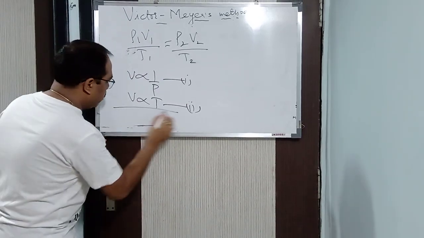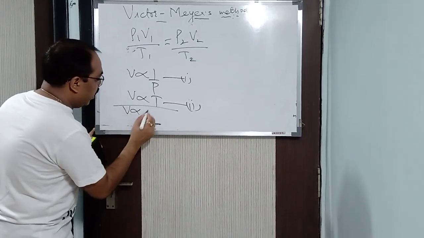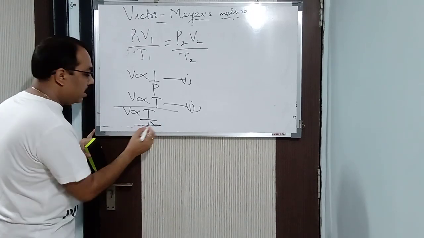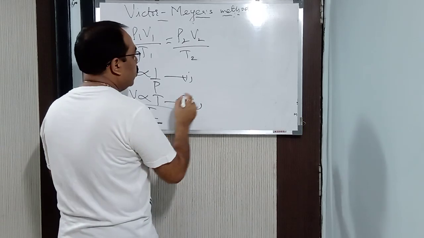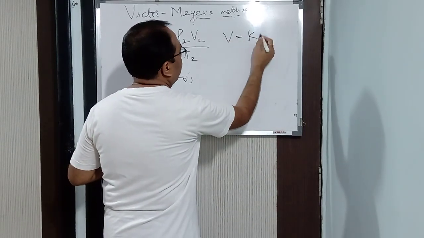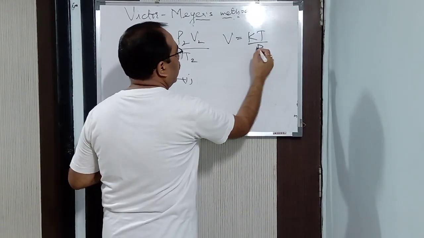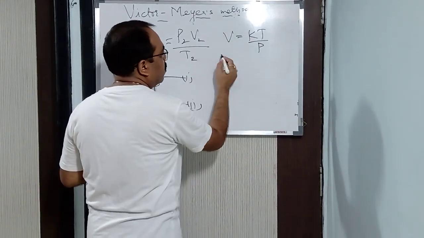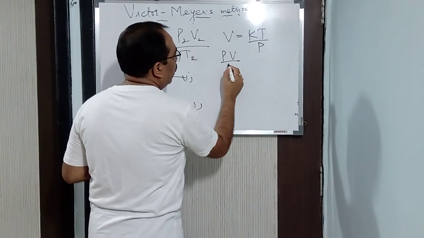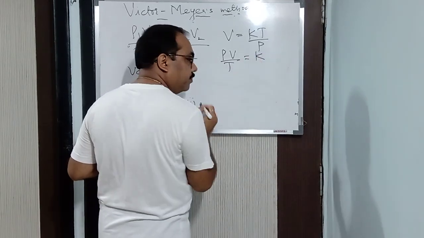Now combine these two equations. So what do you get? V is directly proportional to T by P. Now to remove the proportional sign, I want a constant, isn't it? V = K T by P. K is what? Proportionality constant. So P V by T is equal to K.